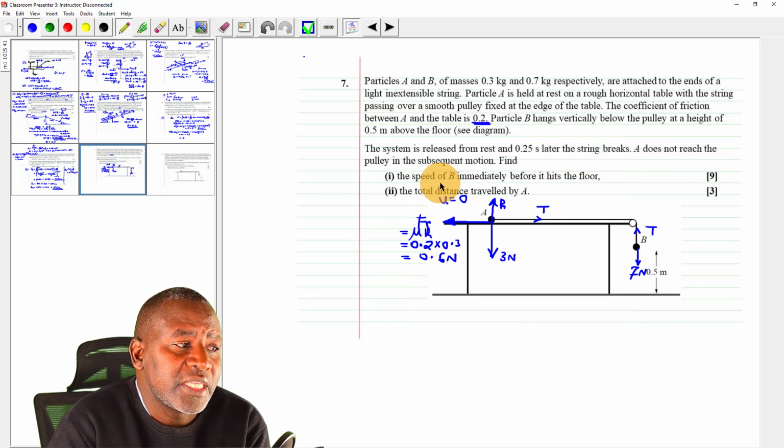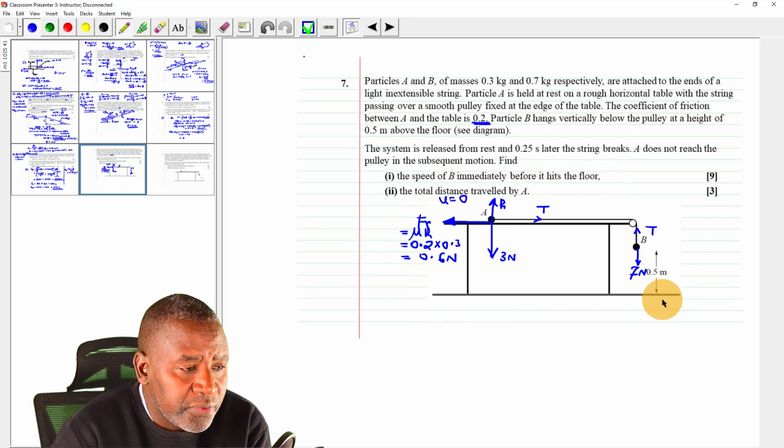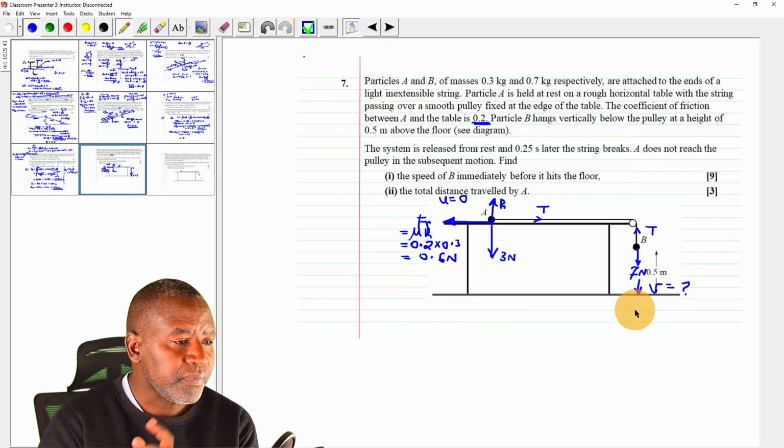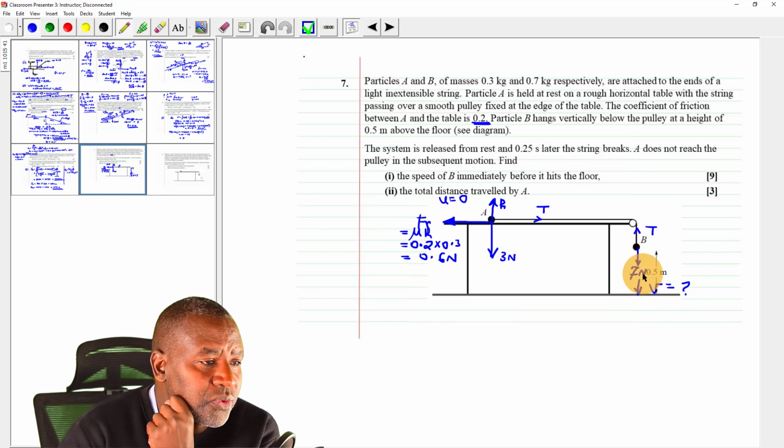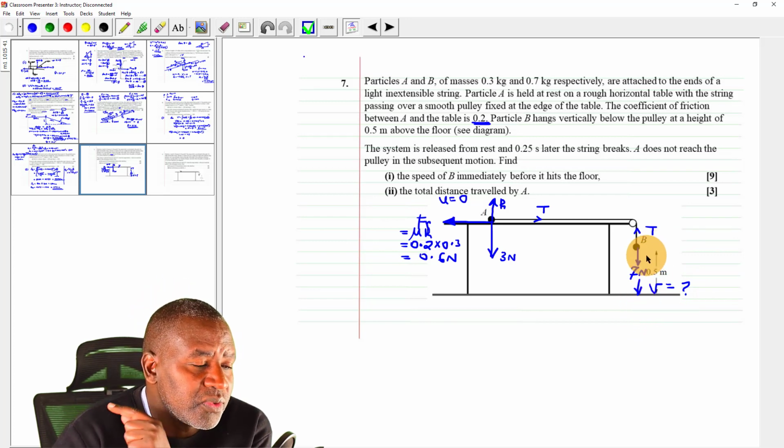We are required to find the speed of B immediately before it hits the floor. This final velocity here, what is its value? So this is how I would approach this question.